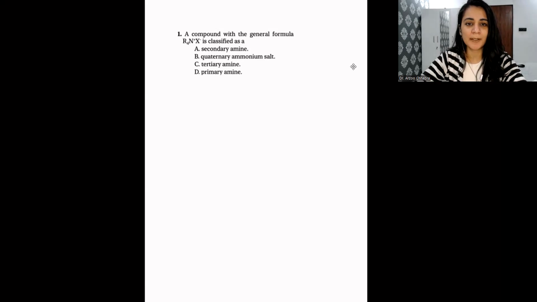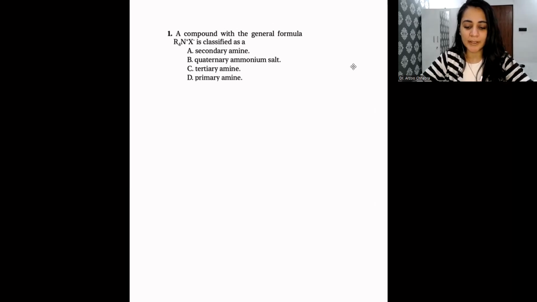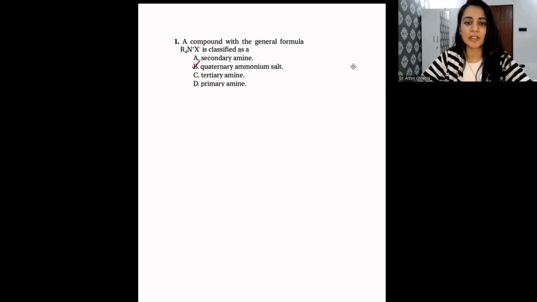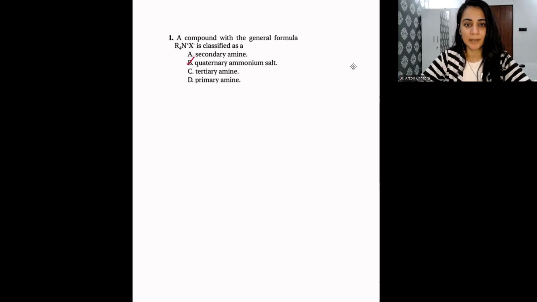The first problem: a compound with the general formula R4N+ X- is classified as a quaternary ammonium salt, which is pretty straightforward. It's not primary, secondary, or tertiary. It's connected to 4 other carbons, and a nitrogen connected to 4 others would be called quaternary, right? And the fact that it's a nitrogen cation with an anion, therefore it's a salt.